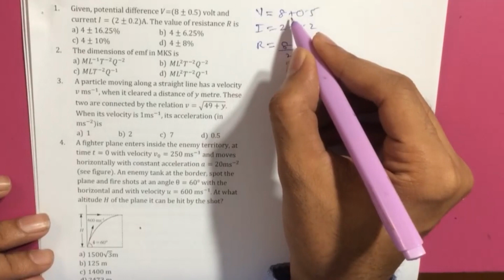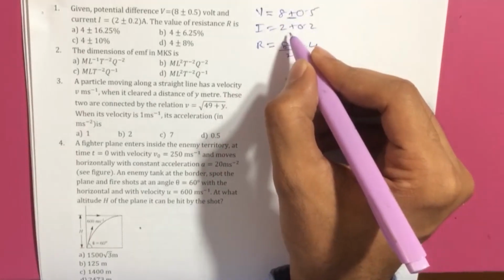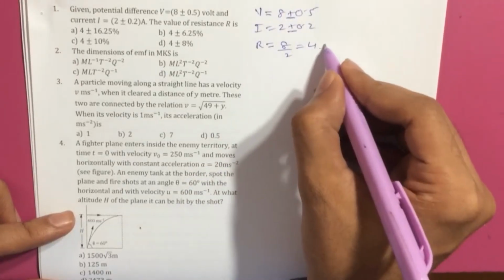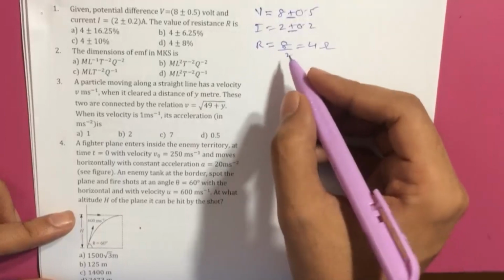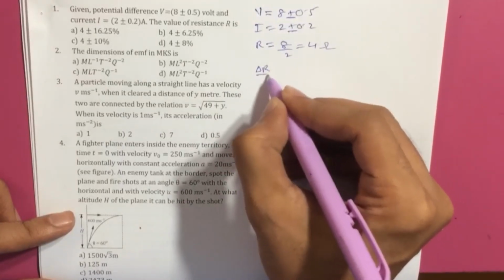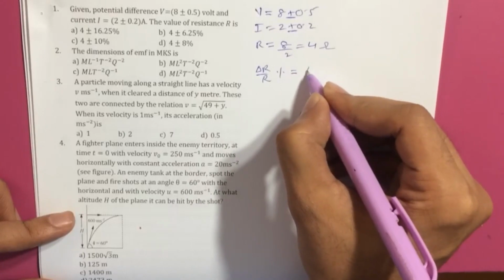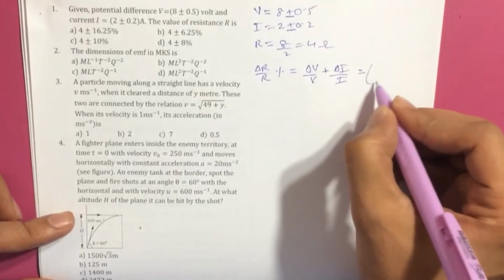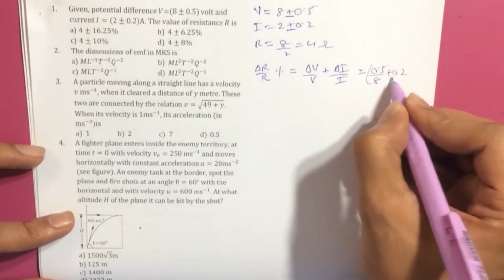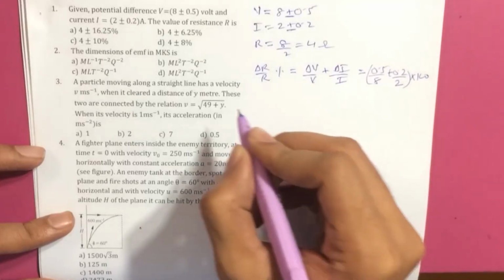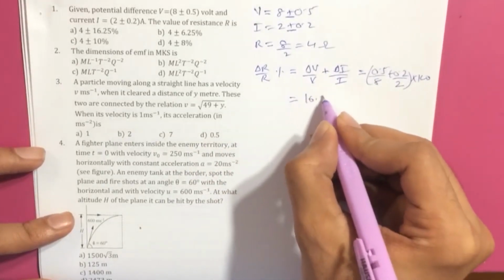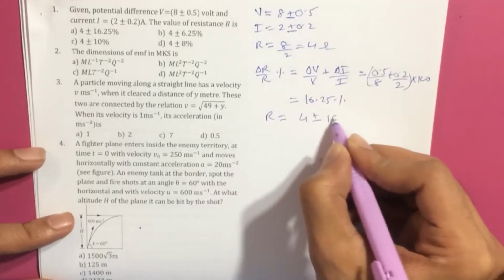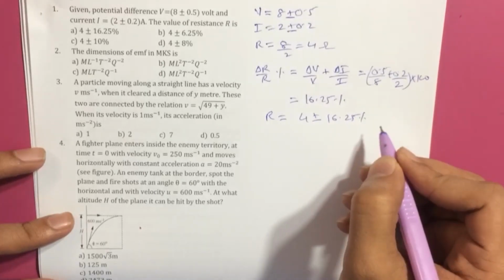Now, this V is equal to 8 plus or minus 0.5 and I is equal to 2 plus or minus 0.2. Now, the absolute value of R is 4 ohm. We need to also calculate the error. So, delta R by R will be equal to delta V by V plus delta I by I, which will be equal to 0.5 divided by 8 plus 0.2 divided by 2, multiplied by 100, which equals 16.25%. So your value of R would be equal to 4 plus or minus 16.25%.